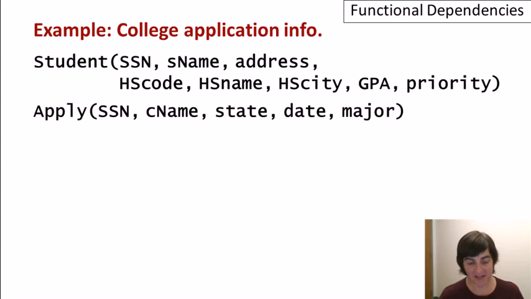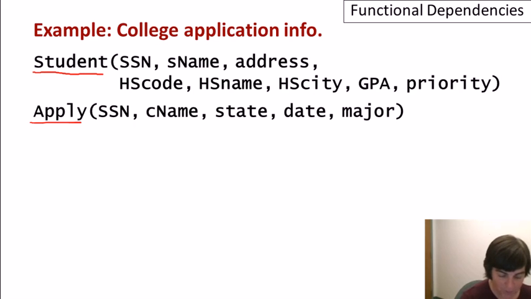As always, we'll be using as a sample a college application database, and in this case I've expanded the information that we're including quite a bit. We'll be using these same two relations as examples throughout this video and subsequent videos on relational design. In this case, we're going to look at two relations, one with information about students and then a separate one with information about where they're applying.